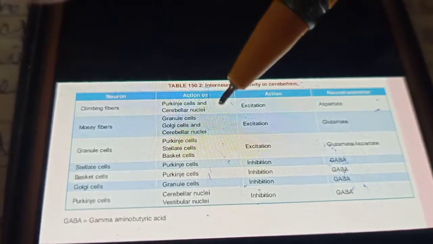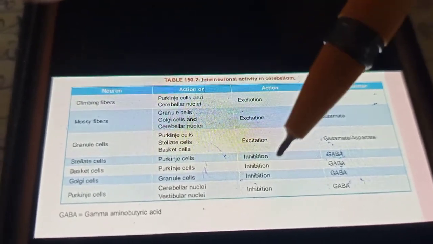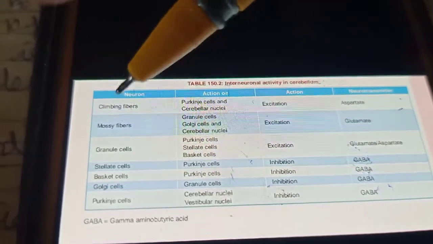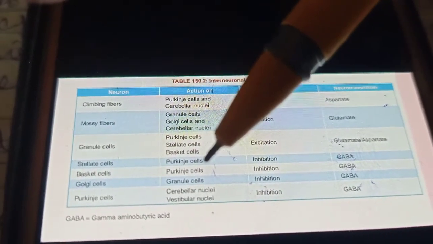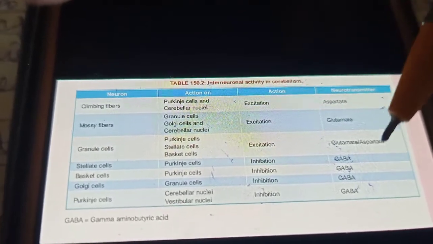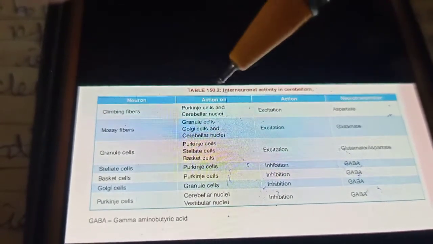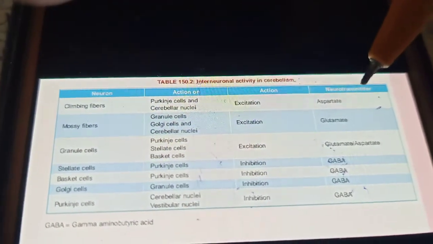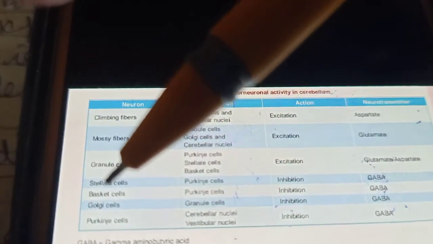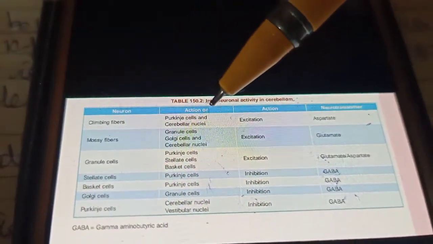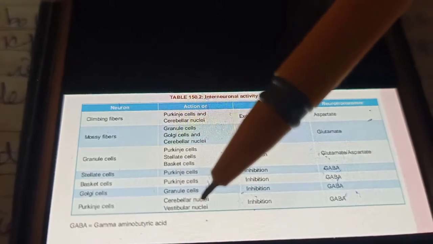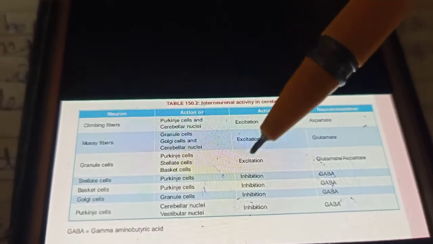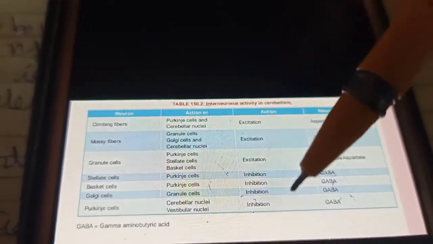Stellate cells act on the Purkinje cells, inhibition, by GABA. Basket cells act on the Purkinje cells, inhibition, GABA. Golgi cells act on granule cells, inhibition, and the neurotransmitter is GABA. The Purkinje cell acts on cerebellar nuclei and vestibular nuclei, inhibition, neurotransmitter GABA. Whether this is inhibition or excitation is related to motor control.